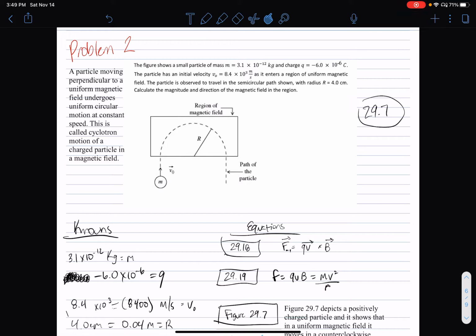So for this problem, in order for us to be able to fully understand what we need to do, we would have to go back to section 29.7, which is the magnetic force on a moving charge, which is the exact thing that we have here.